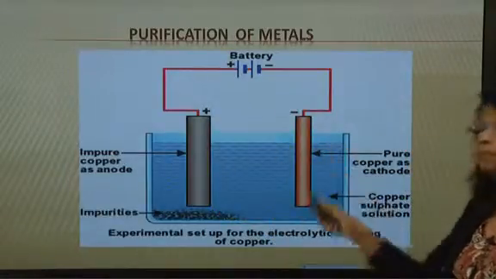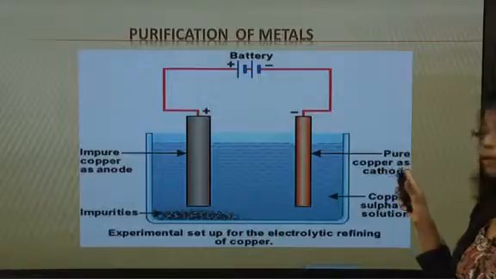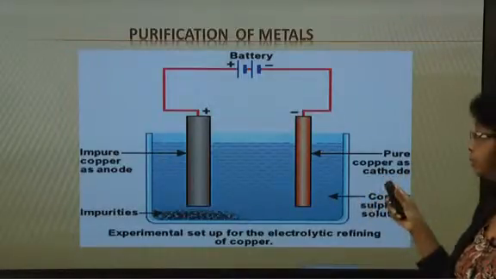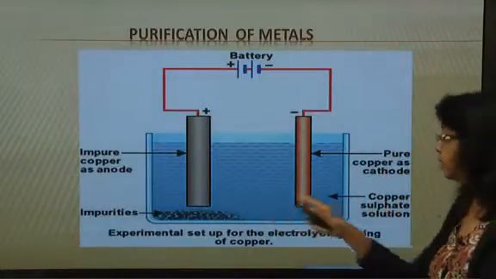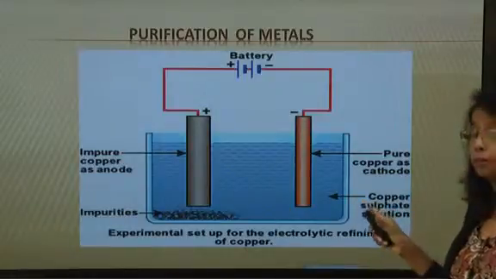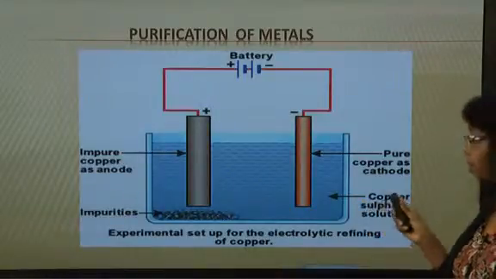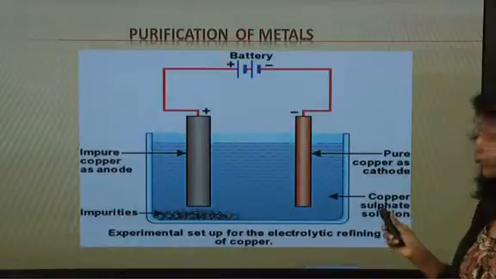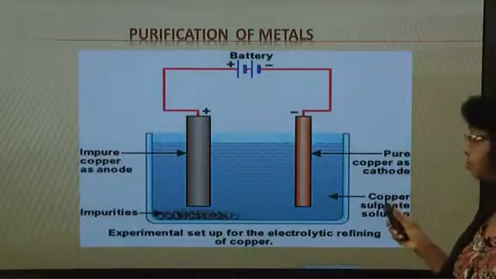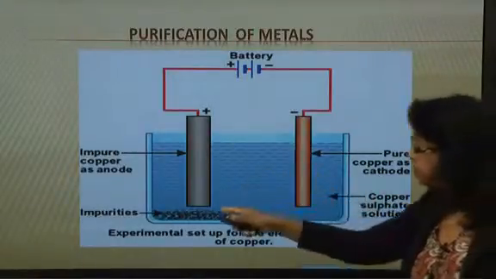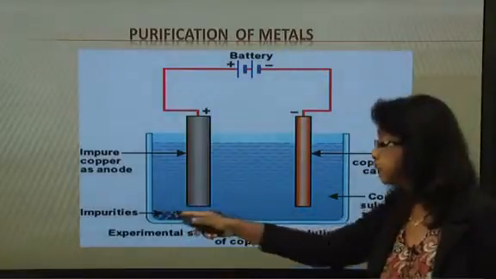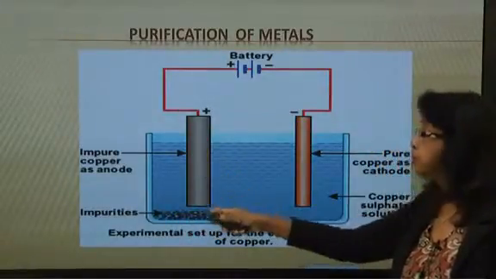Then what you have at the cathode is the pure metal, and in this case it is copper. And the solution has to be a solution of copper ions. It can be copper(II) chloride, copper(II) nitrate, or copper(II) sulfate, a dilute solution. And you can see here that the impurities are going to be deposited just below the anode.